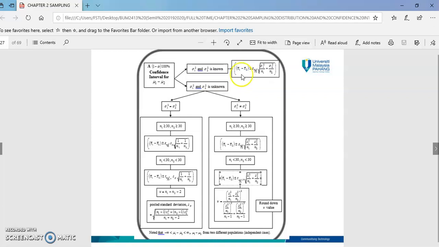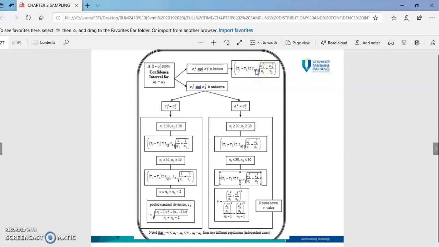After this we will discuss the example. It will be the first, S bar 1. The second one mentioned in your question will be your S bar 2. And here we use the Z distribution.